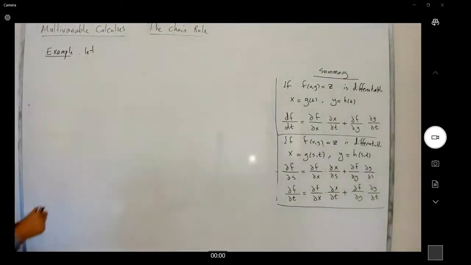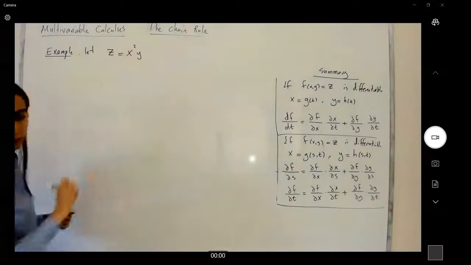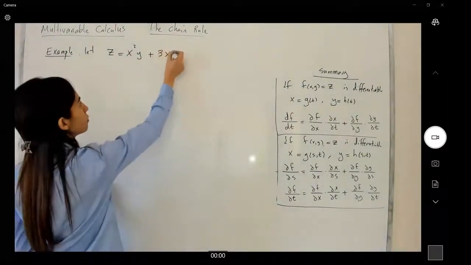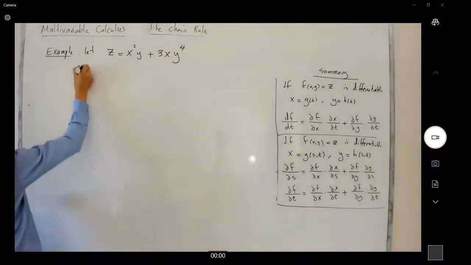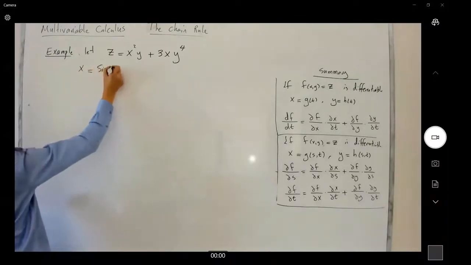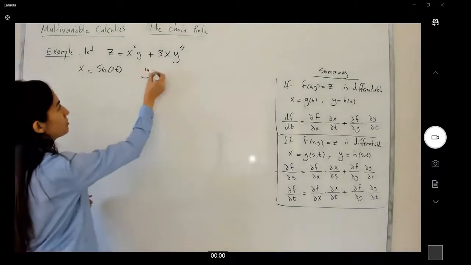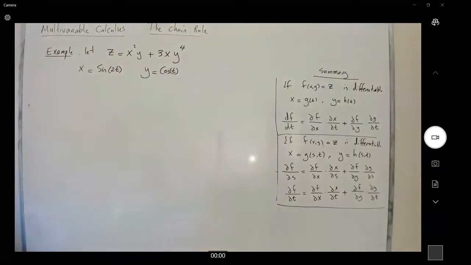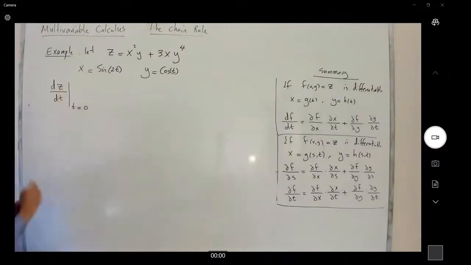We have z equals x squared y plus 3x y to the fourth. And the question says, suppose x is defined as sine 2t and y is defined as cosine t. And the question says, find the derivative of z with respect to t when t is equal to 0.